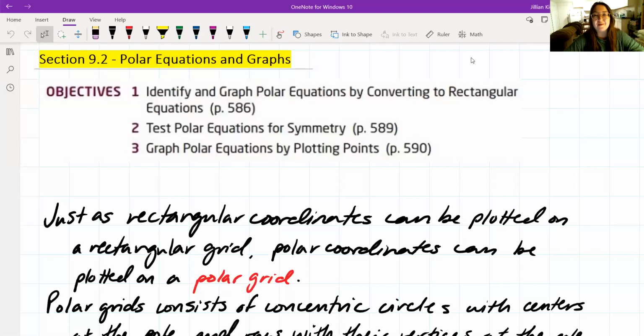All right, hello everyone. We're going to be going over section 9.2, which is on polar equations and graphs. So we have three objectives. For objective 1, we want to identify and graph polar equations by converting to rectangular equations. 2, test polar equations for symmetry. And 3, graph polar equations by plotting points.